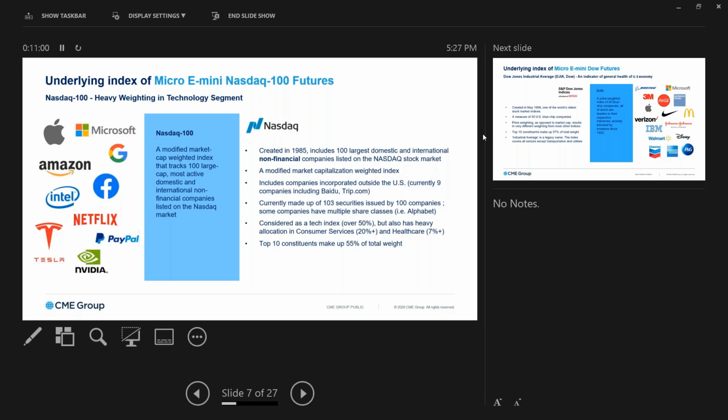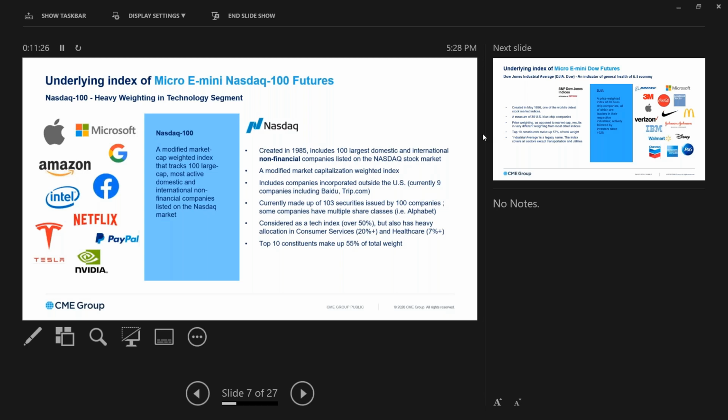So that's what we call a modified market cap weighted index. The top 10 constituents, which I put as the company logos on the left side, make up about 55% of total weight. Compared to the S&P, you can see a heavy concentration in the large cap stocks as well.